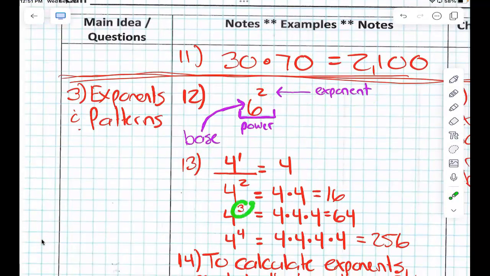Yes. So if we have an exponent of 3, the 3 is telling the 4 to do what, you guys? Multiply itself. Multiply itself how many times? 3. If the exponent's a 3, it's saying, hey, base, multiply yourself 3 times, right? So it's 4 times 4 times 4? Yes. Awesome.